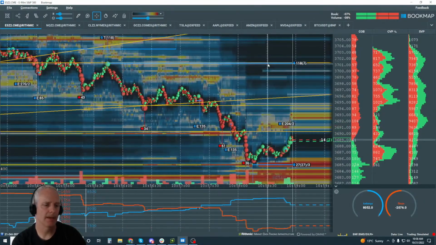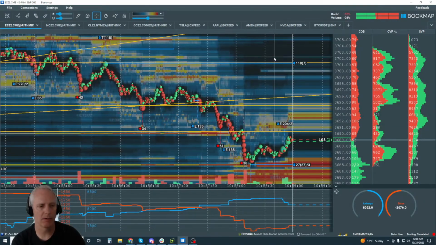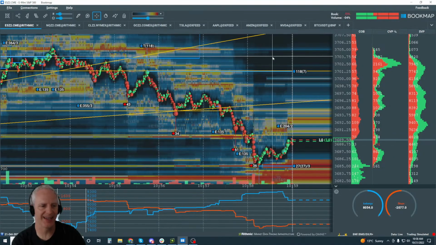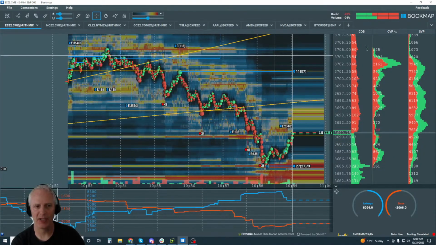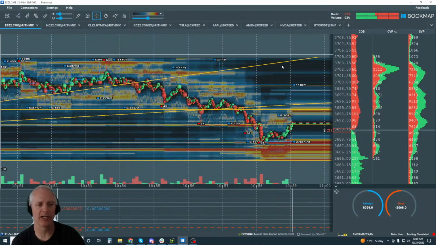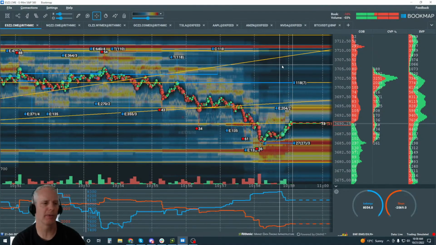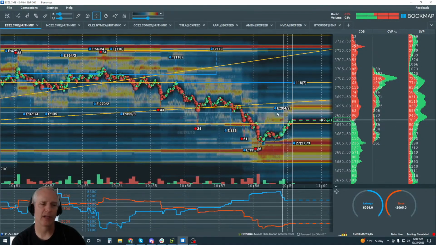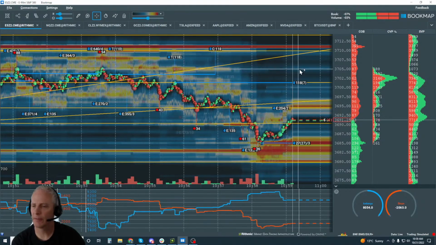Potentially it depends on what you're more comfortable with. But if you love your Fibonaccis or you love your floor trader pivots or whatever, I would just recommend looking at the order flow around those areas.